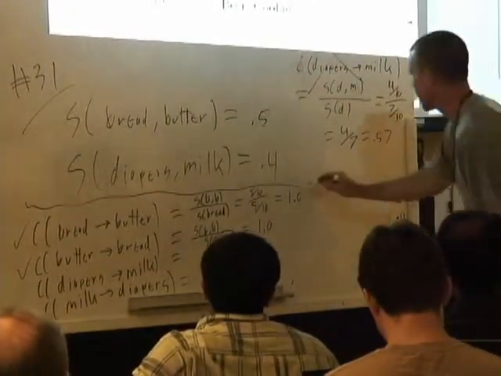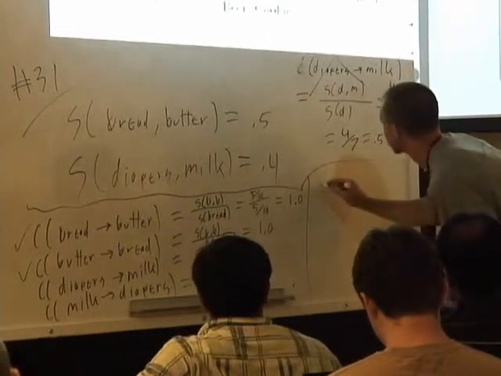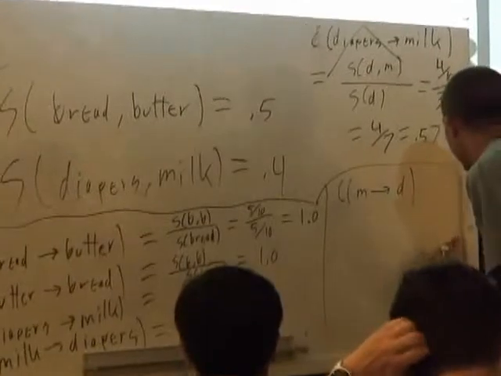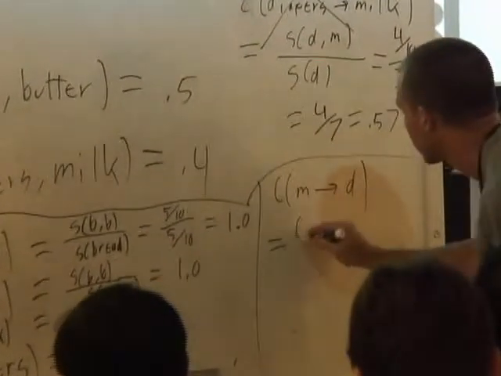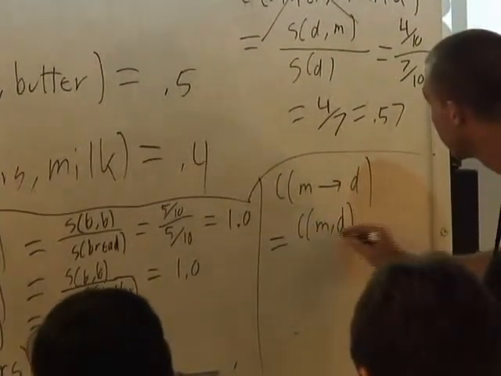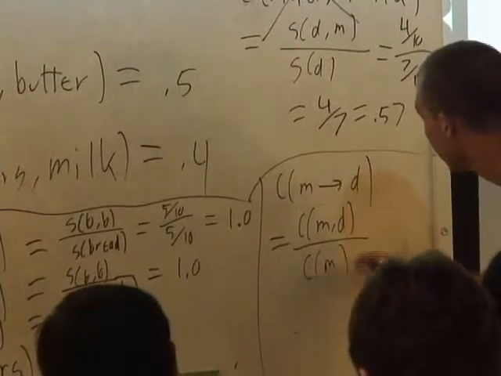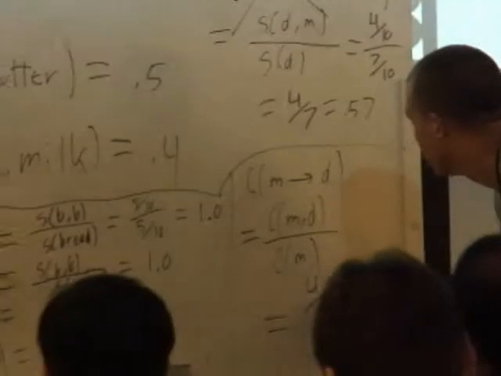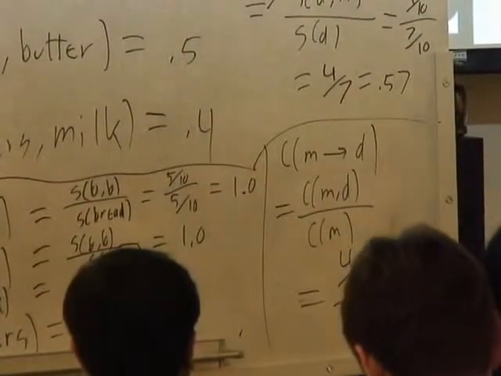So then there's only one last candidate to consider, which is the confidence for milk implies diapers. On the top of that one, I should have the double milk diapers, and the bottom I should have milk. Milk diapers is still 4 out of 10, but now milk, say how many people bought milk should be 1, 2, 3, 4, 5 people bought milk. 5 out of 10, so this one does it, right?